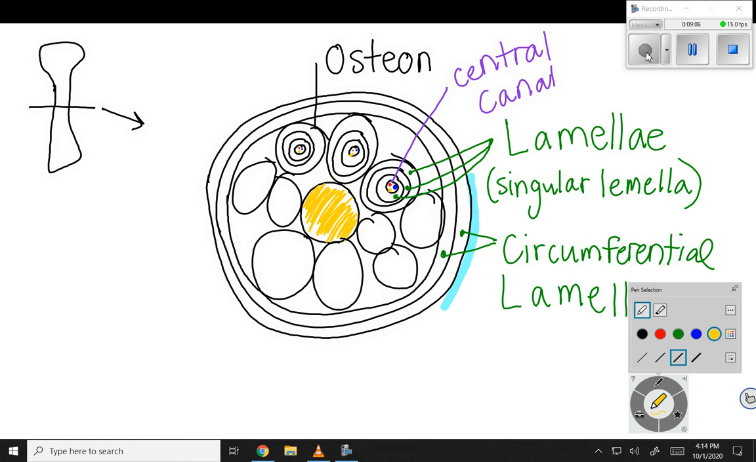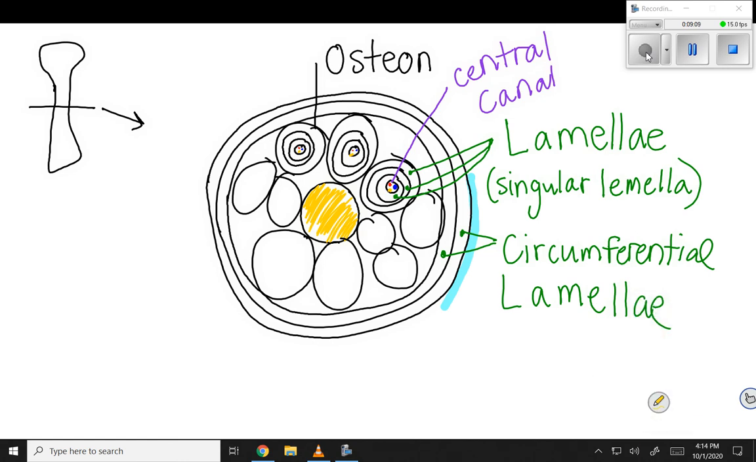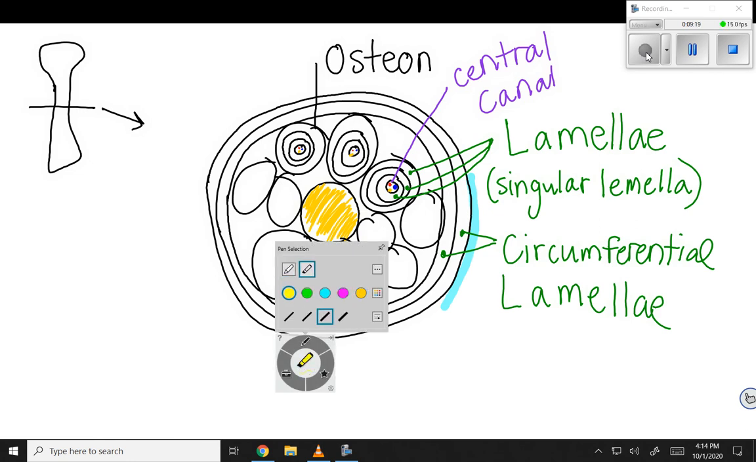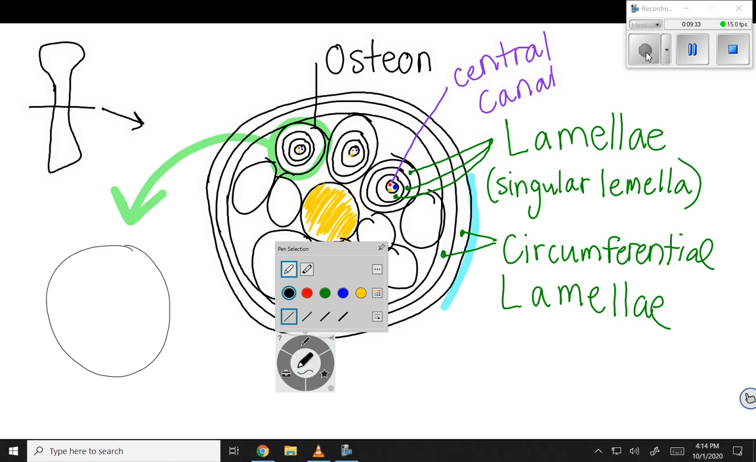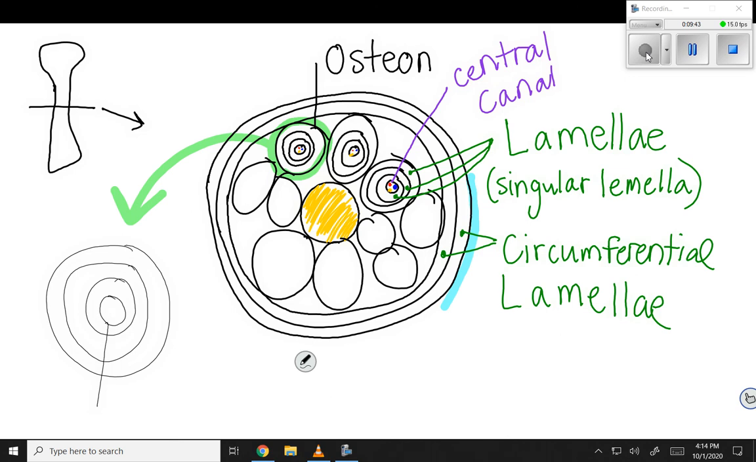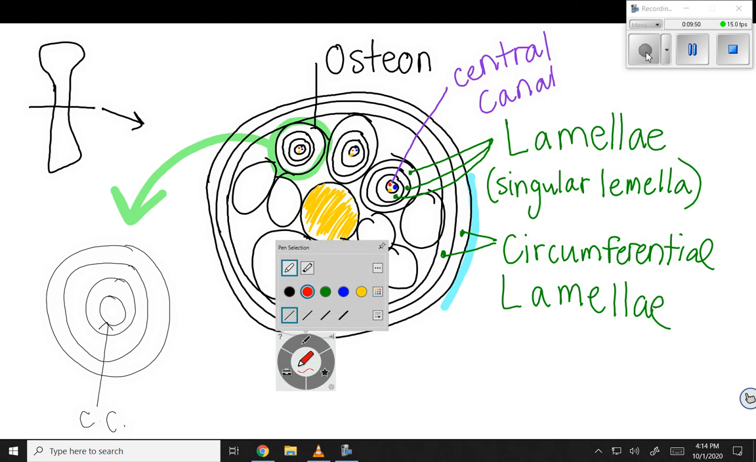Okay, I want to make a few more points, but I think I'm going to draw one osteon bigger so that we can talk about a few specifics. So I'm going to circle that osteon, and then we're going to come over here and draw it big. Hopefully I'm not totally confusing you. So there we go. I'm going to add in my lamellae. And again, that central circle right there is called the central canal. Inside of the central canal, I would find my artery, my vein, and nerves.